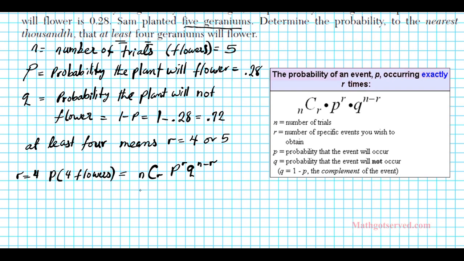Okay, so in this case we're going to do n is 5. We're selecting 4. 5 choose 4. And then P is the probability that it will occur, which is 0.28 raised to the r power, which is 4, times the probability that it will not occur, 0.72 raised to the n minus r. N is always 5, so 5 minus 4 is 1. Okay? One thing you want to note, the behavior of the powers is just like you're expanding a binomial expression. Okay? So this is the probability that 4 of them flower out of 5.